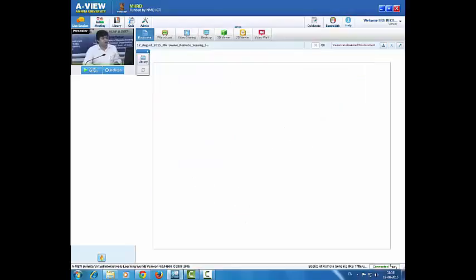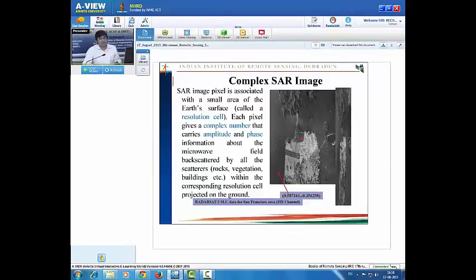Now when we are talking about complex SAR imagery, each and every pixel of the SAR dataset is represented by an imaginary and complex value, because here we are talking about the phase and amplitude of the electromagnetic wave at the time of interaction. So each and every SAR data is represented by a complex number. So here you can see there are two values for each and every pixel, or for each and every resolution cell.